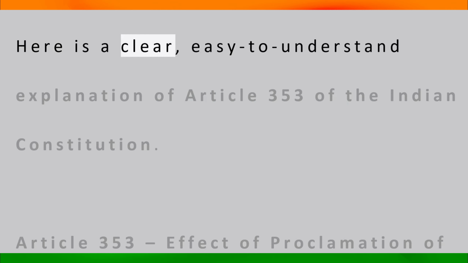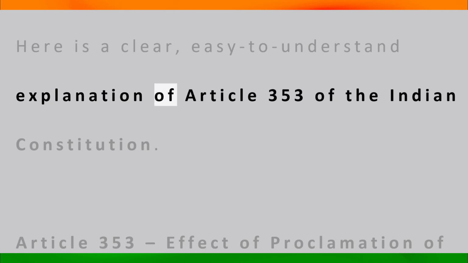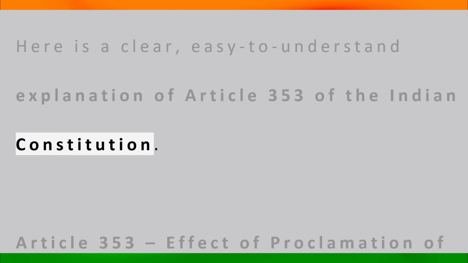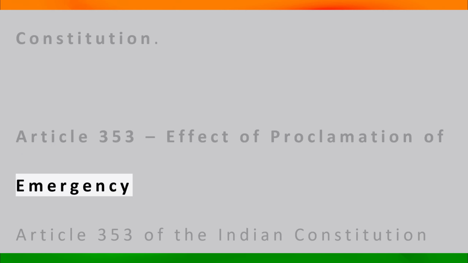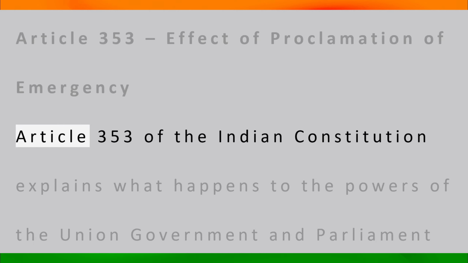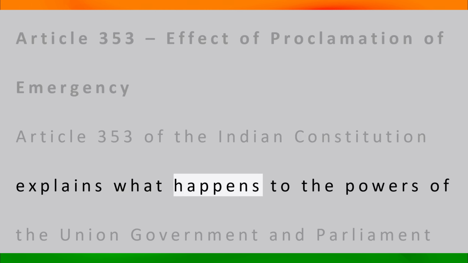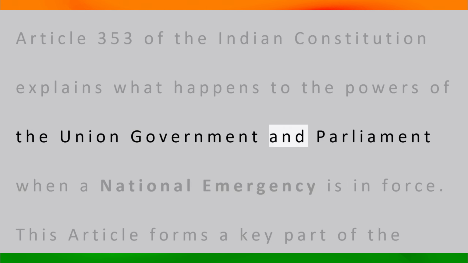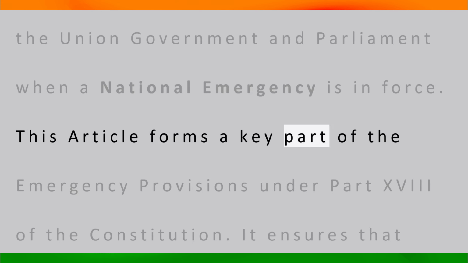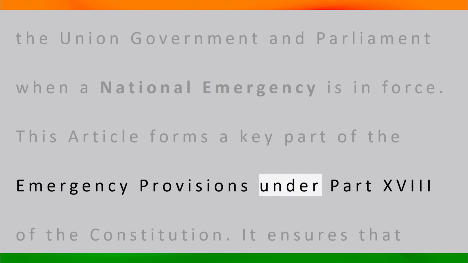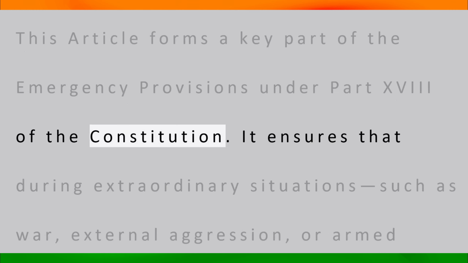Here is a clear, easy to understand explanation of Article 353 of the Indian Constitution. Article 353, Effect of Proclamation of Emergency. Article 353 of the Indian Constitution explains what happens to the powers of the Union Government and Parliament when a national emergency is in force. This article forms a key part of the emergency provisions under Part 18 of the Constitution.